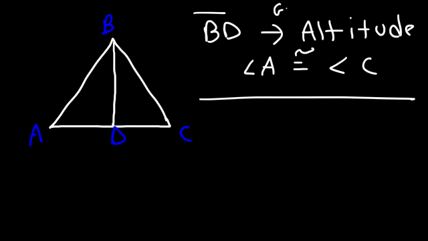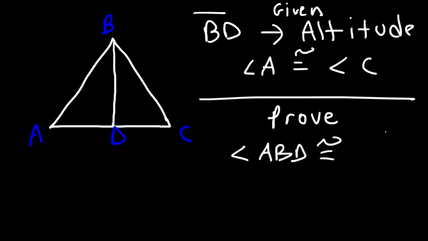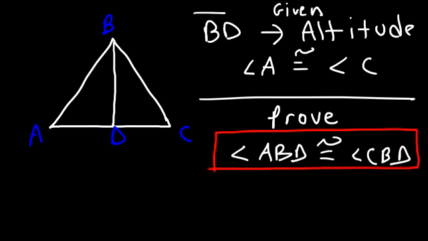So let me just write given. Your task is to verbally prove that angle ABD is congruent to angle CBD. So feel free to pause the video and come up with a process that will prove that this statement is true. So first, let's mark down what we know. Angle A is congruent to angle C. And so that's given. Now, BD is an altitude.